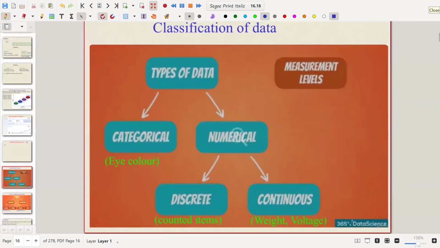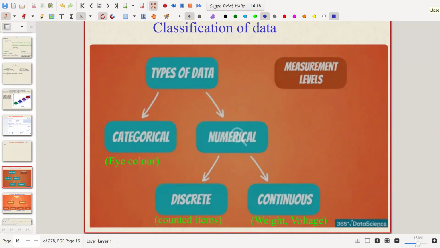So there is also a good website for all of you, which I would recommend, and that is 365 Data Science. Go to 365 Data Science and try to see the concepts of data analytics. I took the figure from there. So measurement levels.